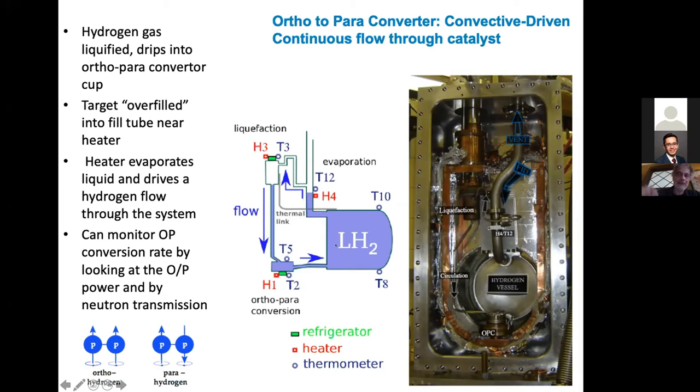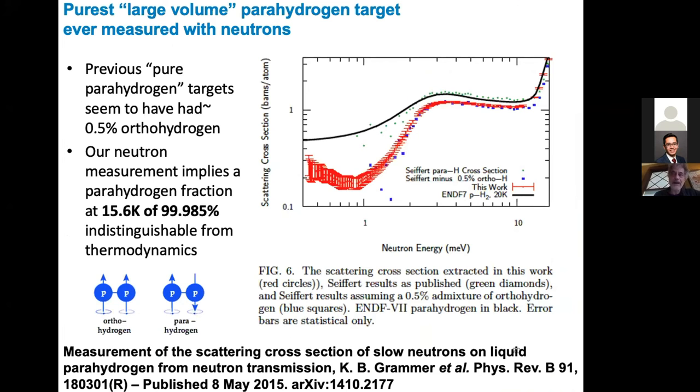And then the thing that was a little bit special about us is that we overfilled the target on purpose. And in the exit tube, we had a heater. We turned the heater on, which would evaporate the hydrogen and force the hydrogen to recirculate in a constant flow through the ortho-para catalyst continuously. And we discovered that with that procedure, as far as we can tell from our neutron measurements, which we held the target at 15.5 Kelvin, we made parahydrogen of fraction 99.985% in this method.